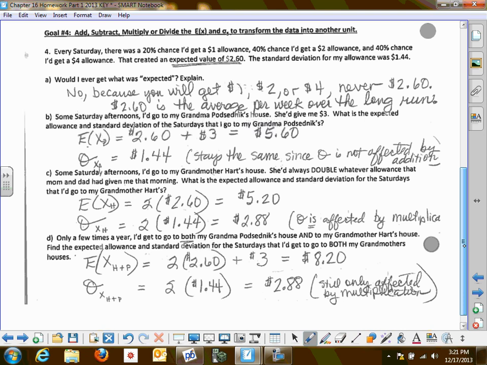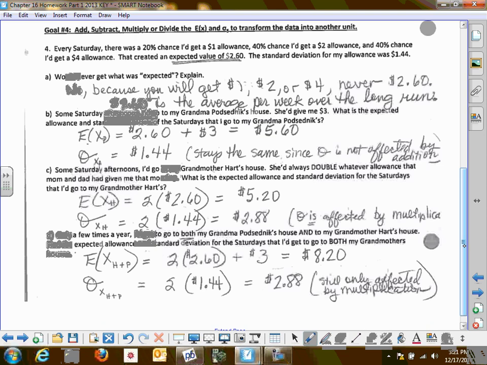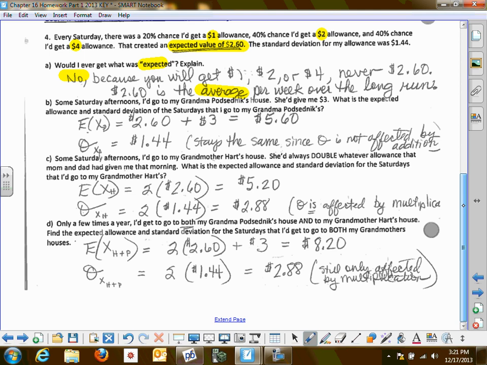All right. Number 4. At first, it asks, I would have an expected value of 260, and so would I ever get what was expected? And that answer is no, because I'm always getting $1, $2, or $4. I am not getting 260. This is just the average of my week's allowances over the long run.